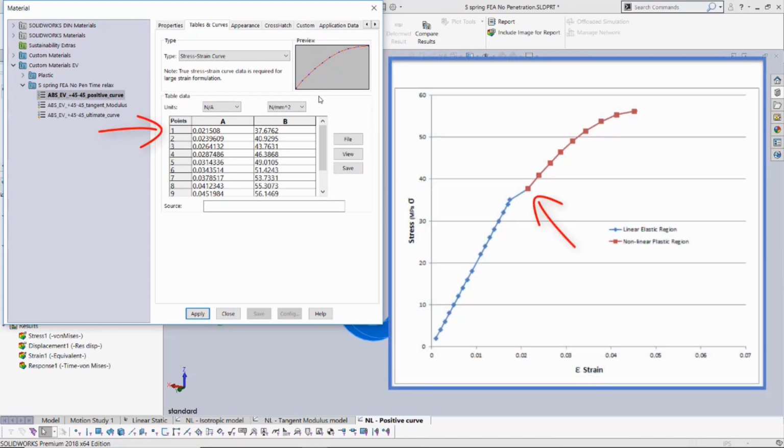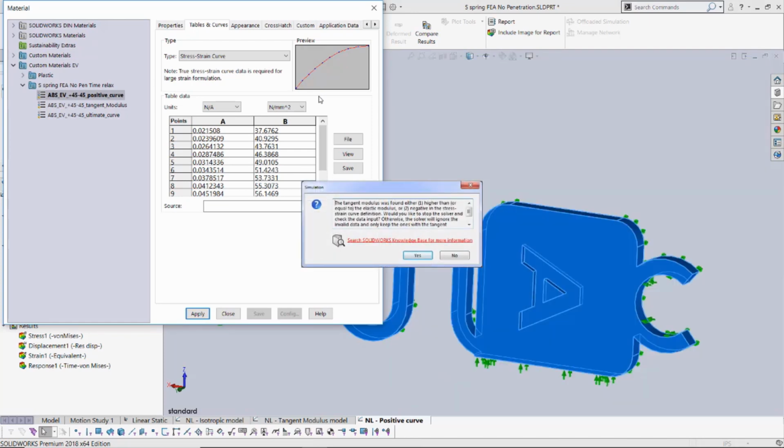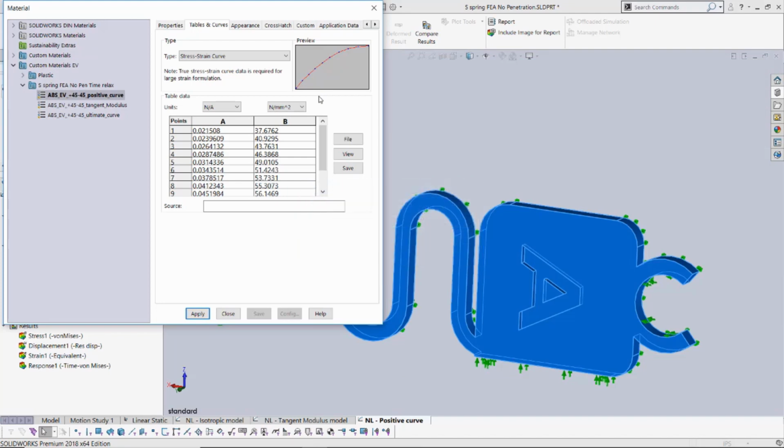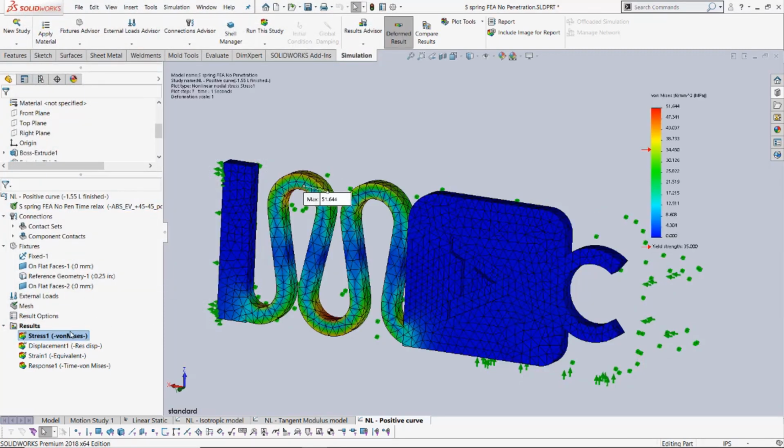Now, when you input your data points, the first point should be the first data point past the yield point. The nonlinear solver will create a tangent line to every one of these points, and if it finds that the tangent line has a slope of 0 or negative, it'll give you this warning. This is not an error message. This is just a warning telling you that your data points are giving you a slope of 0 or negative in case you want to review your information. If we look at the stress results here, we get 51 megapascals. It is higher than tangent modulus and lower than the isotropic or linear static study.